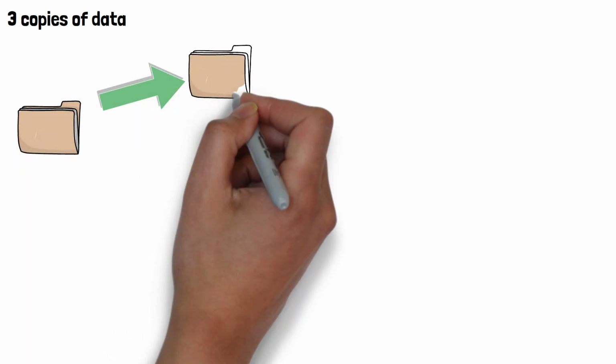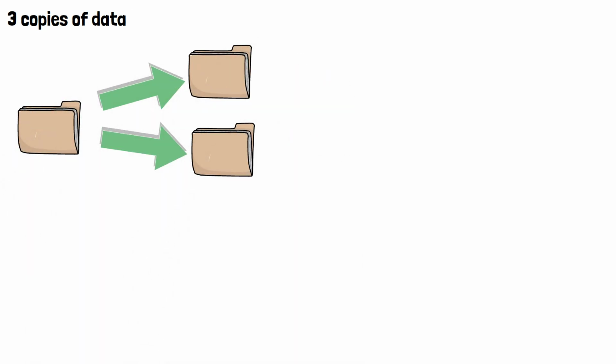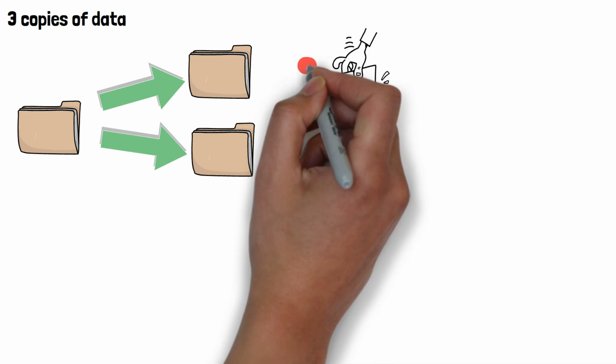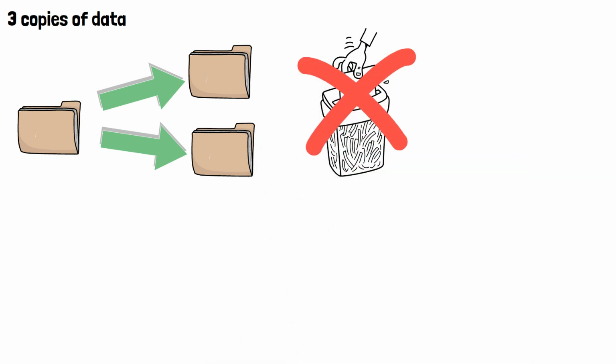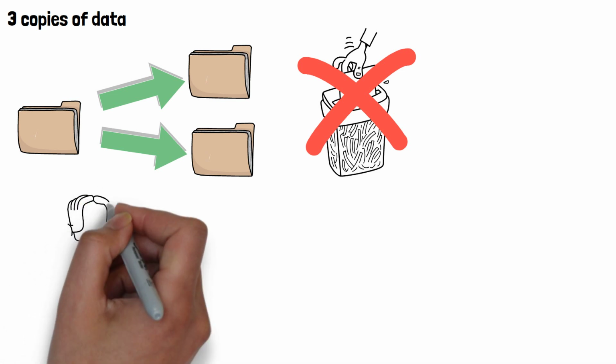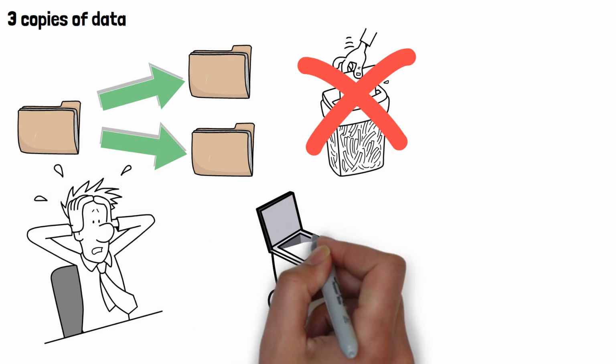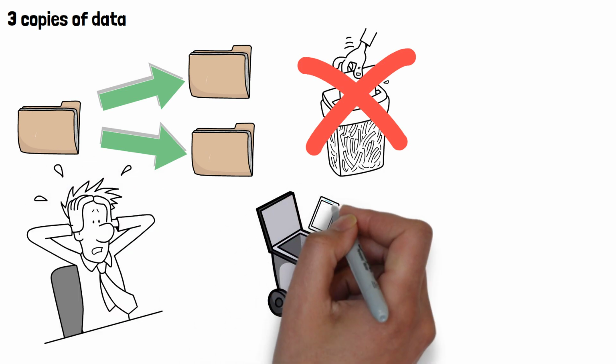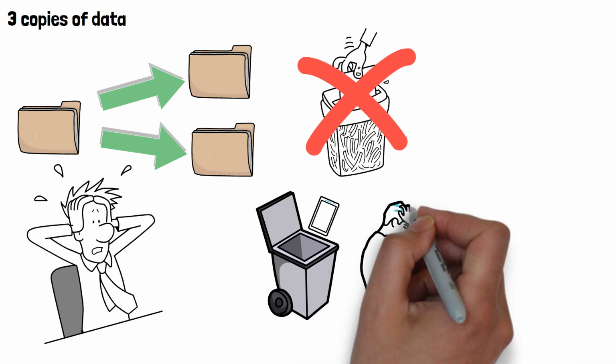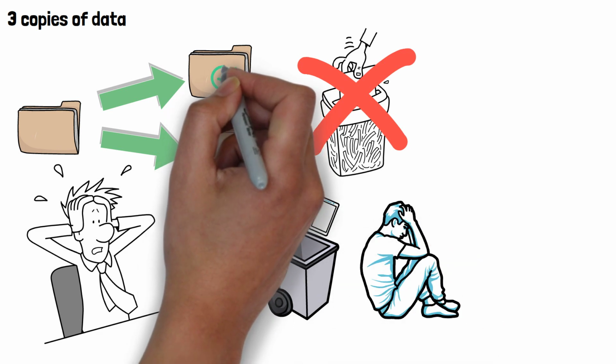This ensures your data is protected from accidental deletion or the failure of the storage device the original is stored on. Imagine letting a friend borrow your laptop only to find out they accidentally deleted your entire photo library when they were trying to tidy up your desktop. Or perhaps your phone is lost and your entire collection of work documents are saved on it. If two other copies exist, nothing is lost.